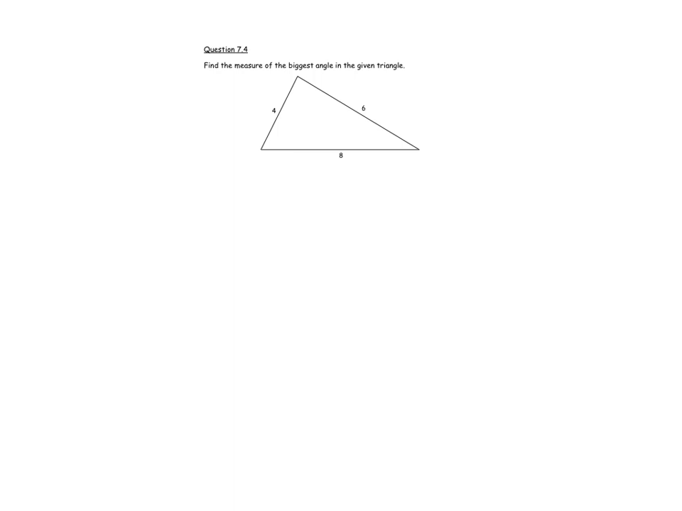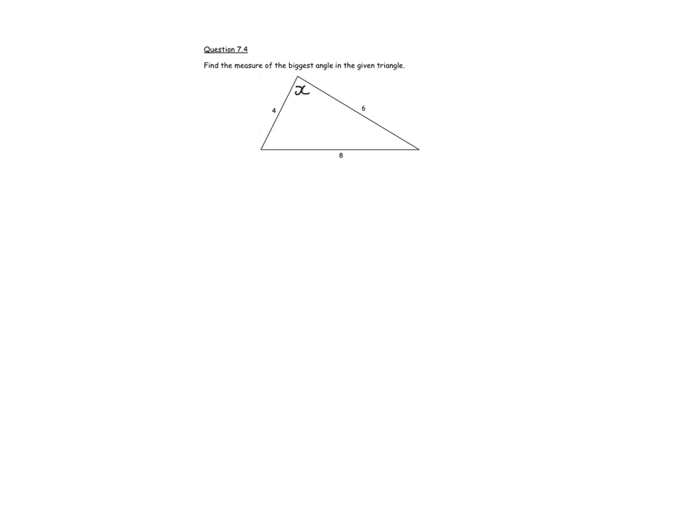Question 7.4 then says, find the measure of the biggest angle in the given triangle. So, in a triangle, one key fact, the biggest angle is always opposite the biggest side, and the smallest angle is always opposite the smallest side. So in this case, the biggest angle is here, because 8 is the biggest side.